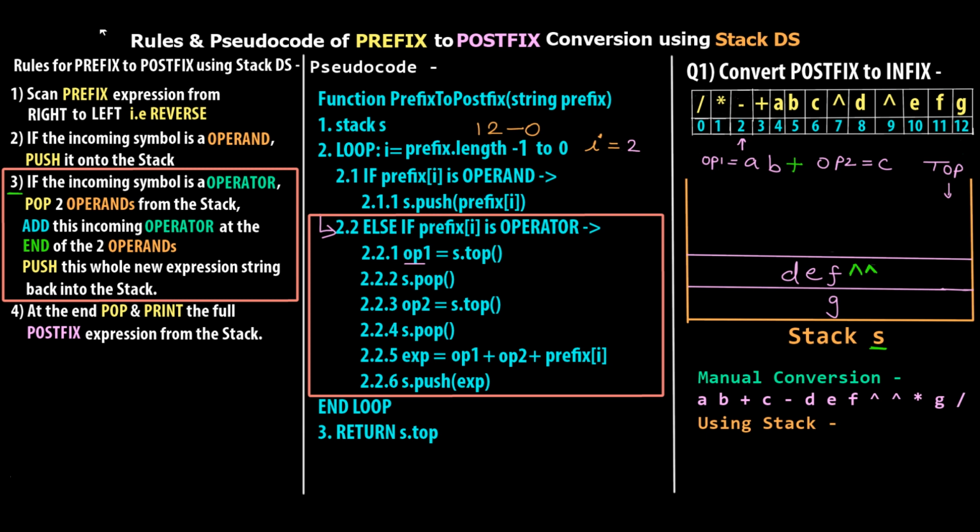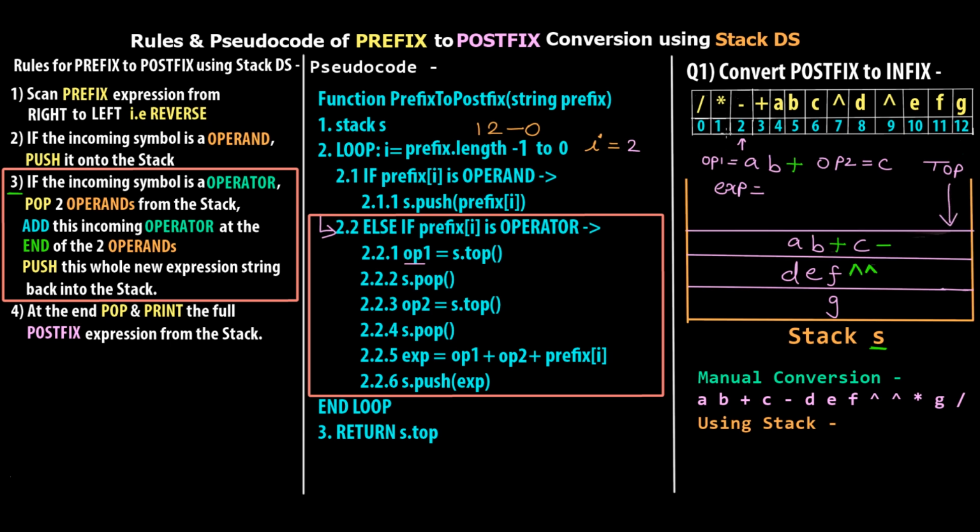So C is popped off. Then we create this expression exp, which is gonna be OP1, which is AB plus. Then we have OP2, which is C. And then we have prefix of I. What is prefix of I right now? We are at index position 2. So prefix of I is a minus operator. So I'm gonna write minus over here. And this sub postfix expression is what we will push onto the stack at 2.2.6. And this is gonna be the new top of the stack.